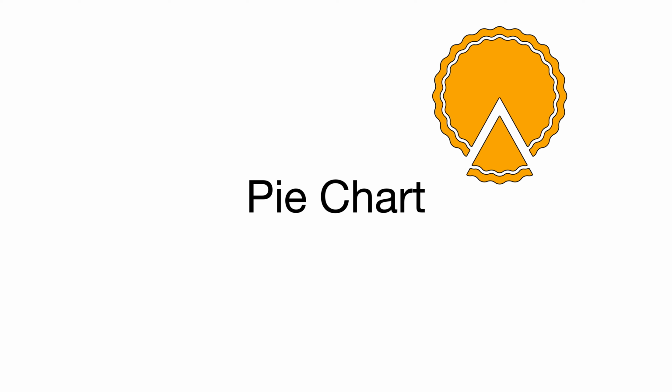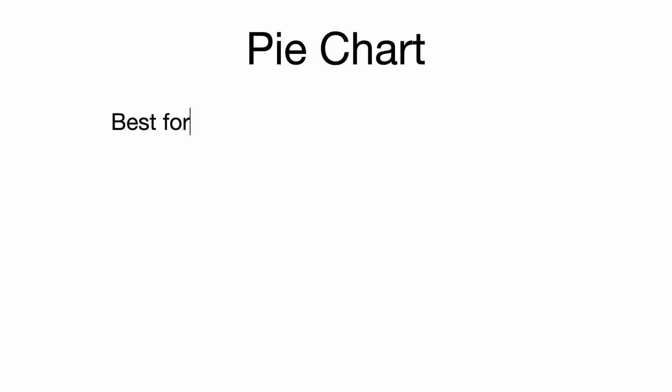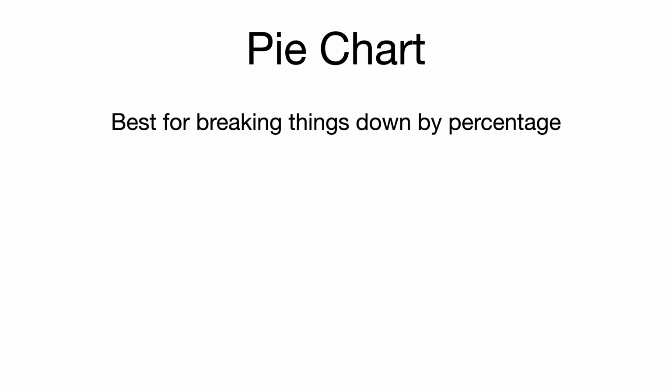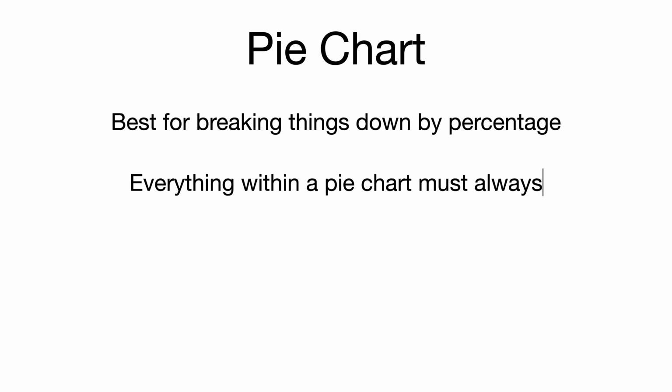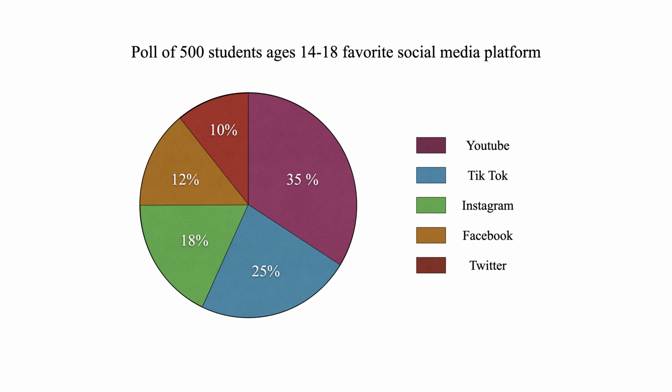Let's move on now to a pie chart. It's called a pie chart just because it's in the shape of a pie dish. Pie charts are best for breaking things down by percentage. One thing to note about a pie chart is everything within a pie chart has to add up to 100%. It has to be a full pie chart. I think pie charts are the easiest to read, the most straightforward.